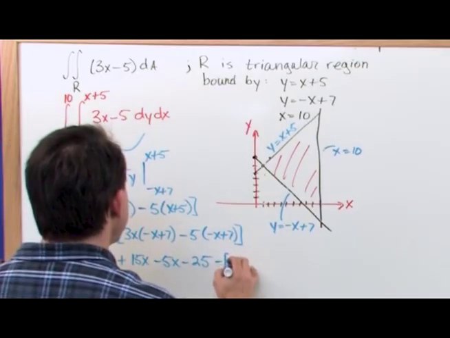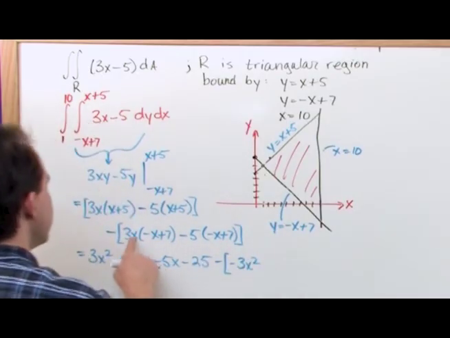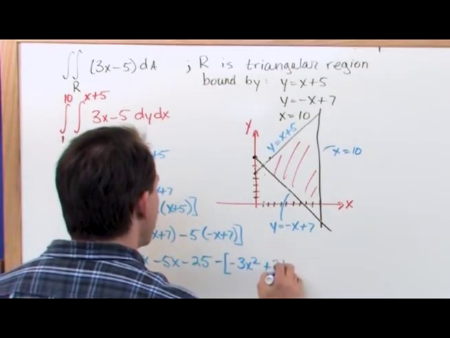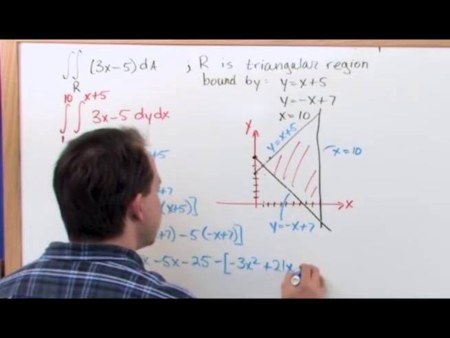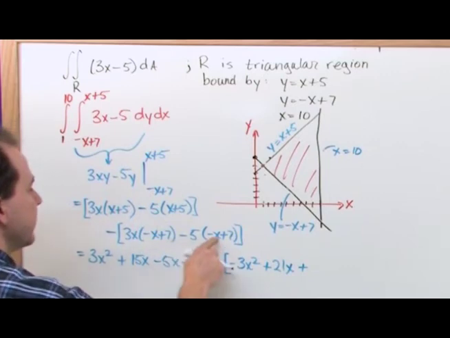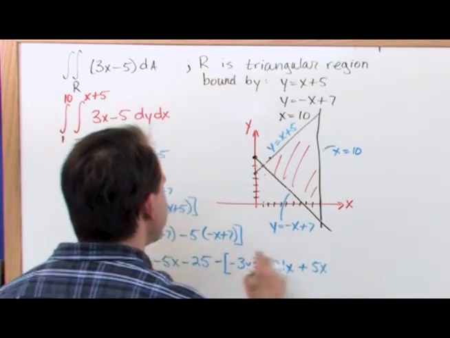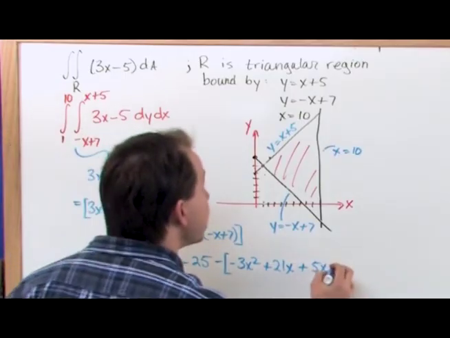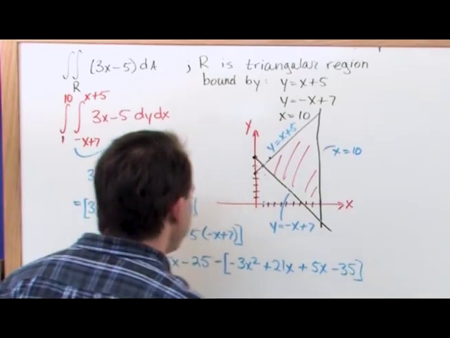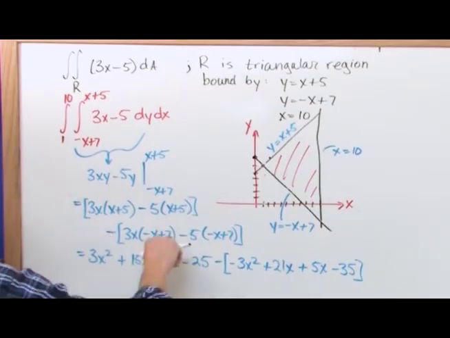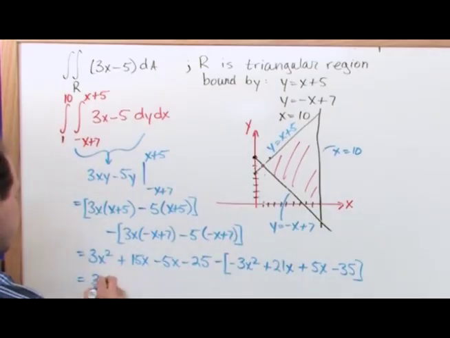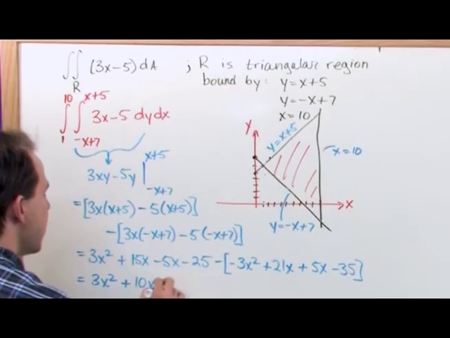3x times negative x gives me negative 3x squared. 3x times 7 gives me plus 21x right here. And then over here, I'm going to have plus negative 5x times negative 5 times negative x gives me positive 5x. And then this times this gives me negative 7 times 5 is negative 35. I kept it like that because I didn't want to screw myself up with signs trying to distribute this sign in on top of doing all of this other work. So I'm going to clean up a little bit of this. 3x squared, 15x minus 5x gives me plus 10x minus the 25.